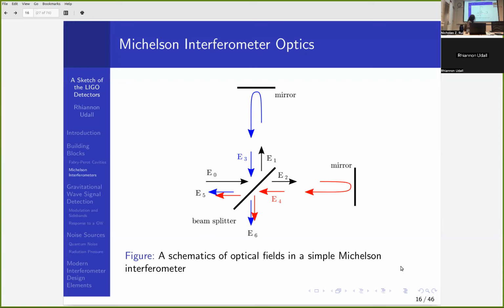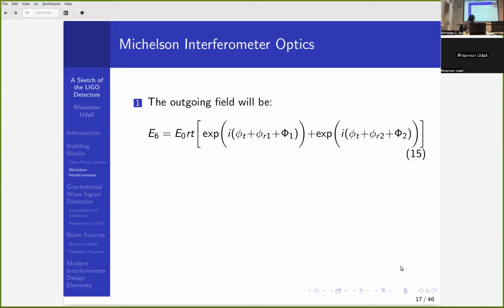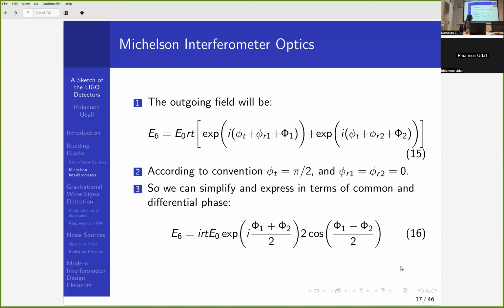Okay, so you can do the same matrix thing that I will not be writing out, and you get an output field that looks something like this. You just recombine. You have these phase differences from the transmission, from the reflection, and from the propagation. Okay, so we have this convention that we'll be using to simplify things. It's essentially, we'll give a phase shift of pi over 2 if we transmit, we'll give a phase shift of 0 if we reflect. Just makes it easier. Okay, you can write this down then in terms of the common phase and the differential phase. So the common phase is to say, the mean of the phases. The differential phase is their difference.